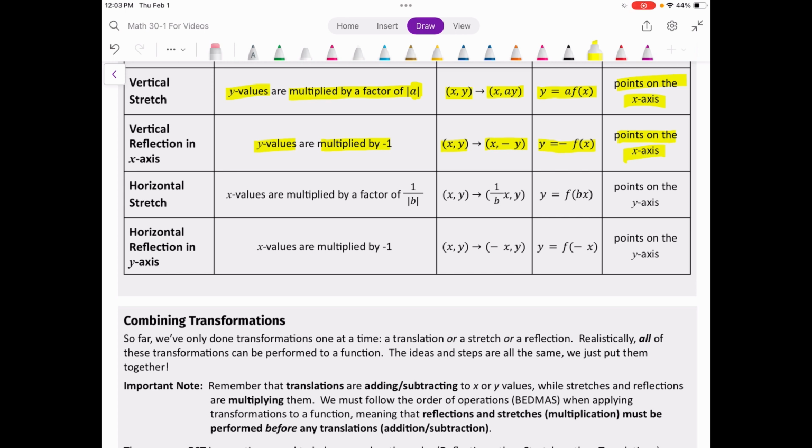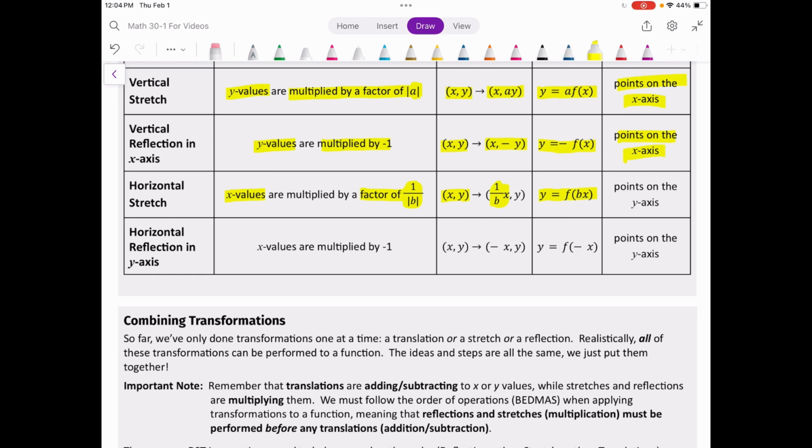Very similar for horizontal stretches, except x values are multiplied by a factor of 1 over b, not b, right? 1 over b, again, because of that inverse operation effect, right? We would have to divide both sides by b to figure out what the actual effect on our x's was. So that's why we multiply every x by 1 over b. So in mapping notation, (x, y) becomes (1/b times x, y). In function notation, what we're actually doing is, in the equation, we're replacing x with bx. So y used to be equal to f of x, now it's f of bx, okay?